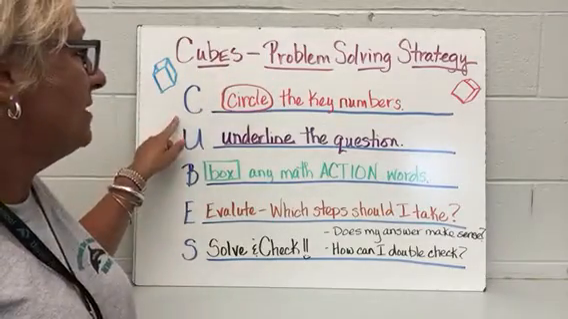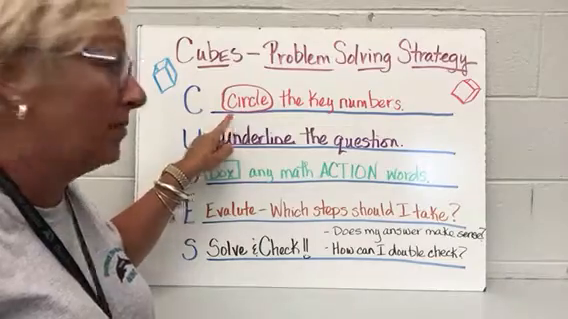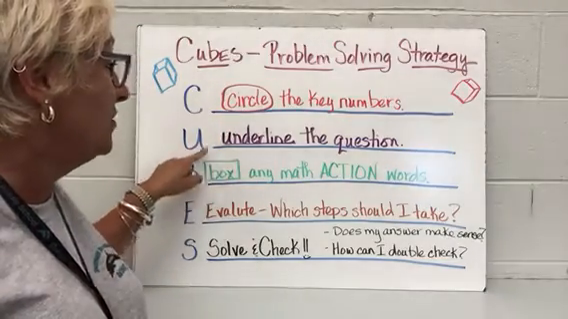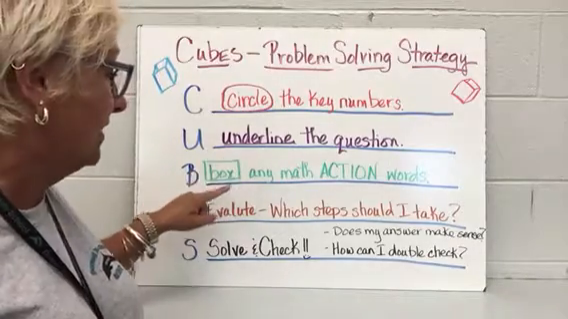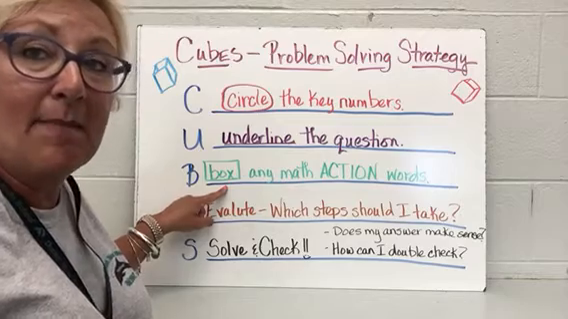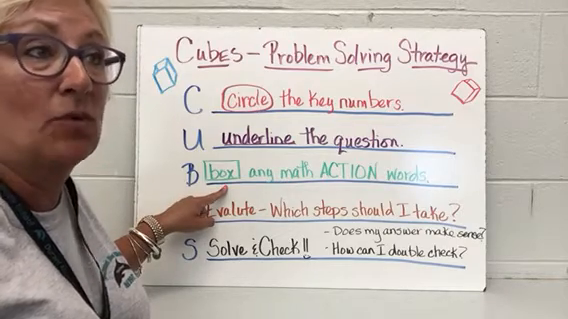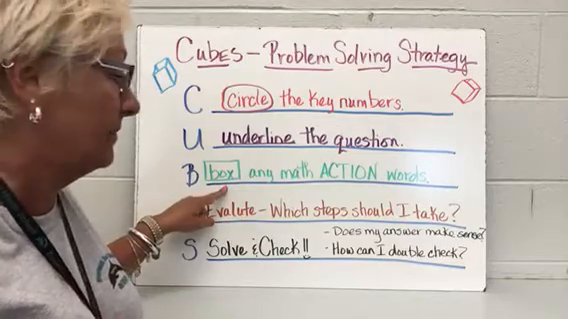strategies. The C means we're going to circle any key numbers that we find in the word problem. The U stands for underline. We're going to underline the question, what it's asking for. B is going to be, we're going to box in any math action words that we see that will tell us whether or not we're going to be adding, subtracting, multiplying, dividing.